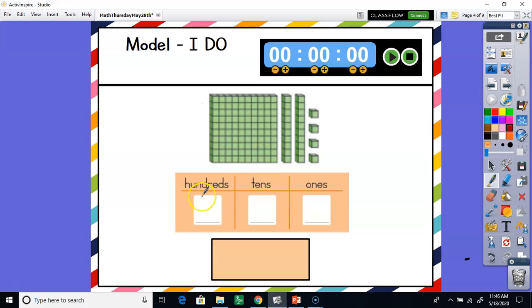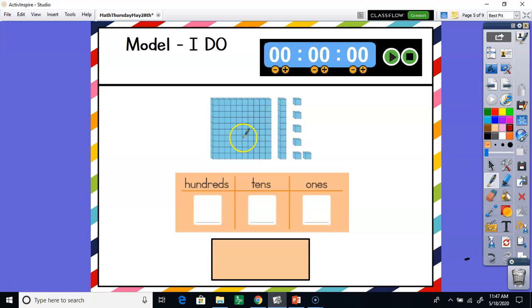So I see 100 flat, I see 2 tens, and I see 1, 2, 3, 4 ones. Putting the numbers one digit at a time in this expanded form chart helps us make sure that we have all the place values accounted for, especially when there's no tens or no ones. We need to make sure that we have a 0. So this step is important. Soon you won't have to do this step because you'll be so good at it. But this one shows 124.